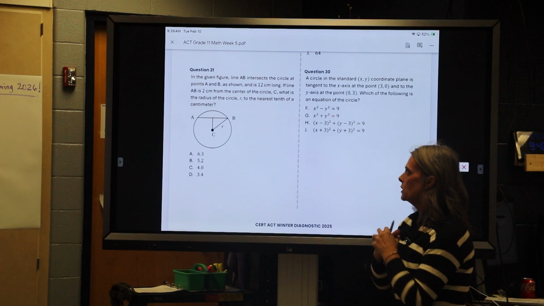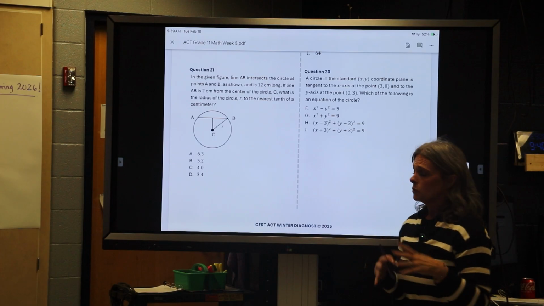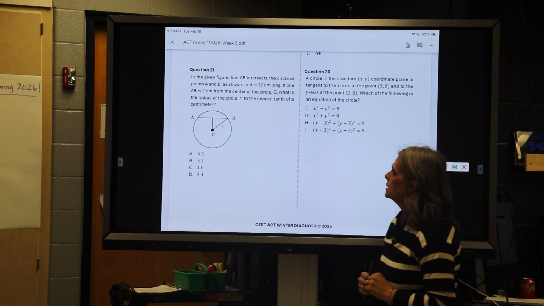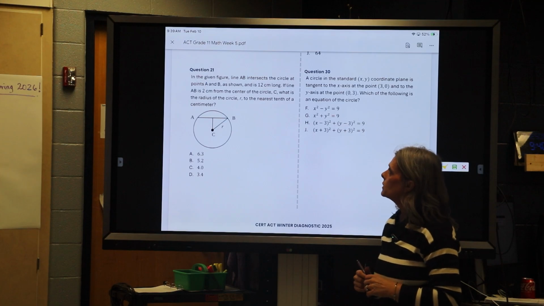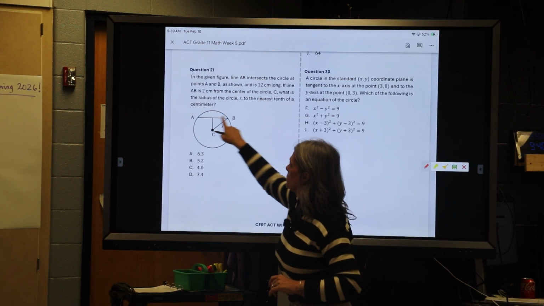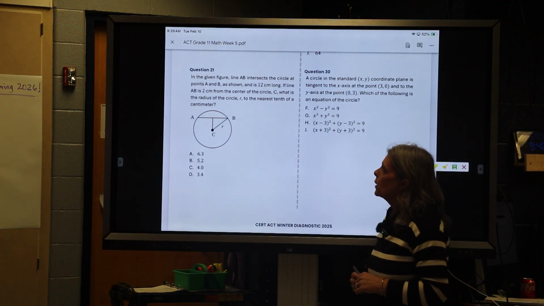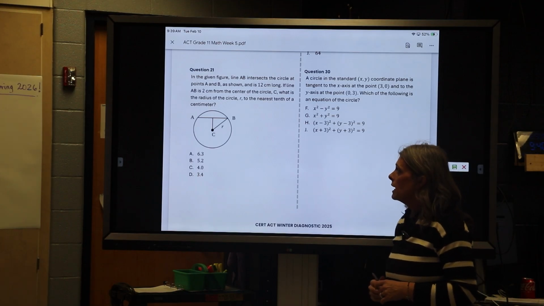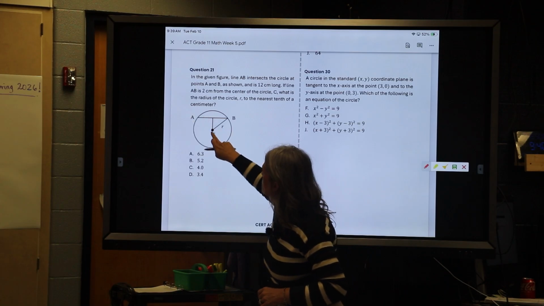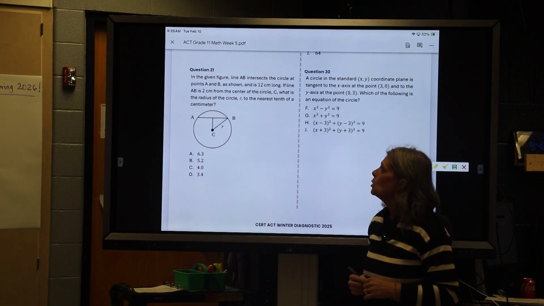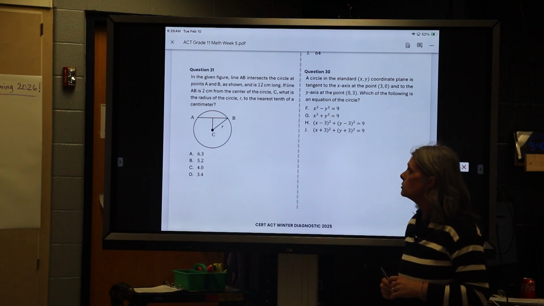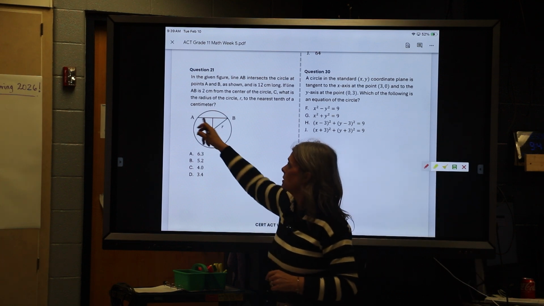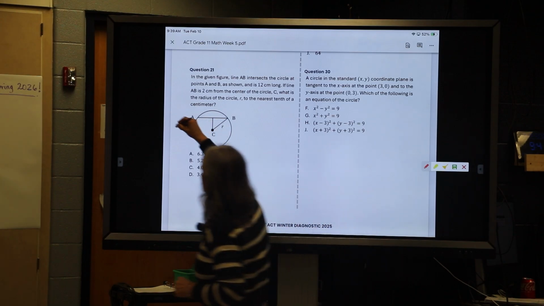There's a couple of things that we need to know about question 21. I'm just going to read it to you first, and then I'll give you a couple rules that apply to circles. In the given figure, line AB, so that's right here, intersects the circle at points A and B, as shown. It's 12 centimeters long. If line AB is 2 centimeters from the center of the circle C, what is the radius of the circle R to the nearest tenth of a centimeter? First of all, AB is a chord. I'll write that out here.